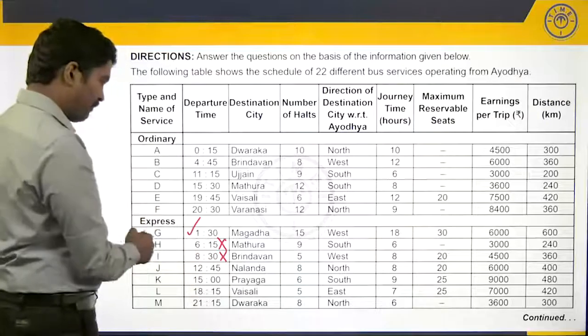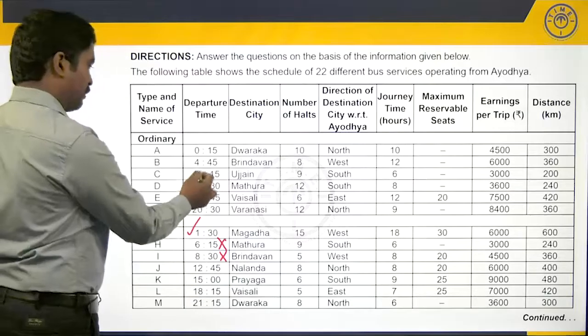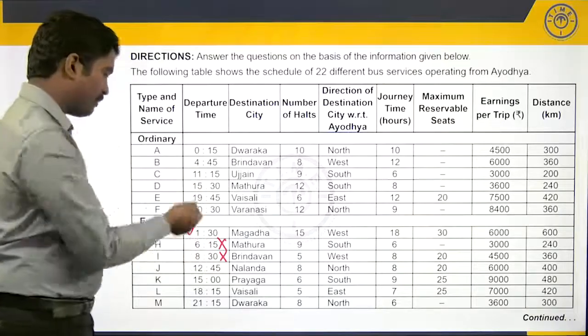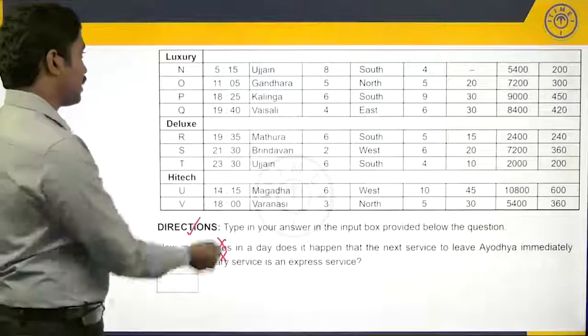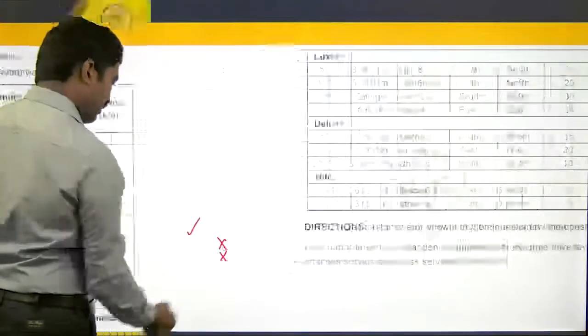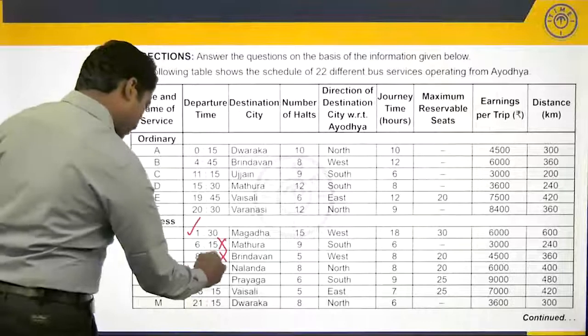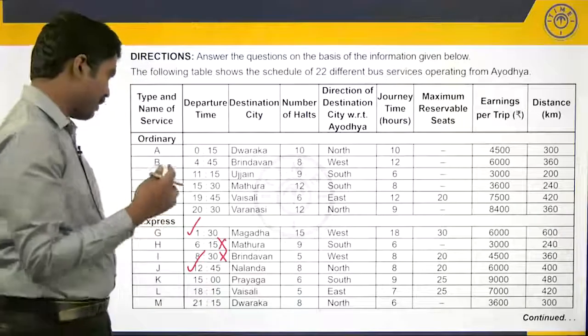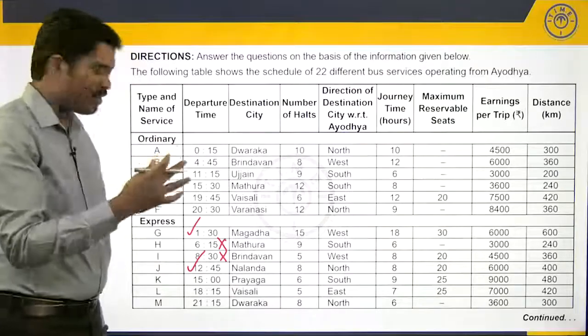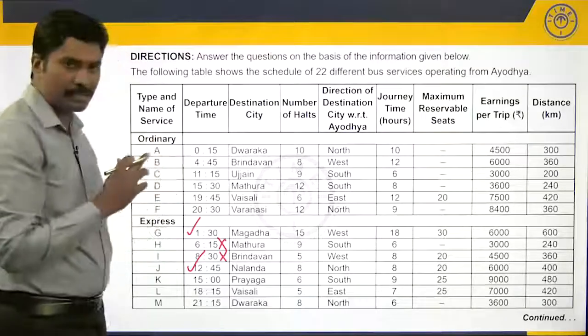What about the 12:45 trip? The 12:45 trip seems to come after the 11:15 trip. But is there any other trip from 11:15 to 12:45? Let's check. 11:15, there's nothing after 11:15. So this 12:45 trip also we can say is coming immediately after an ordinary service. There's nothing in between the ordinary service and this 12:45 trip.